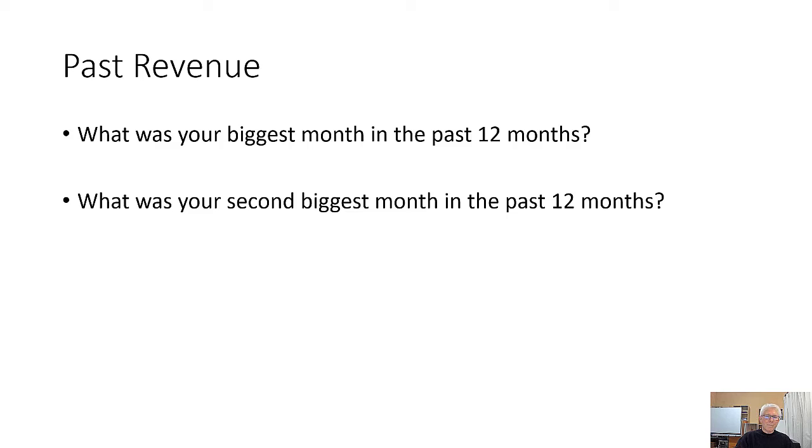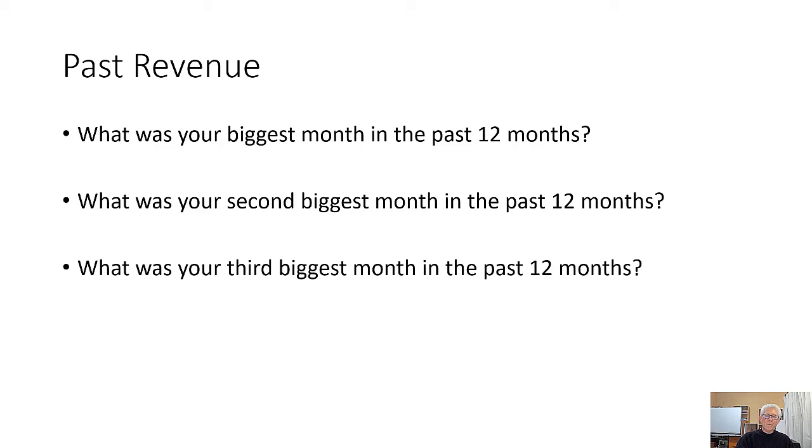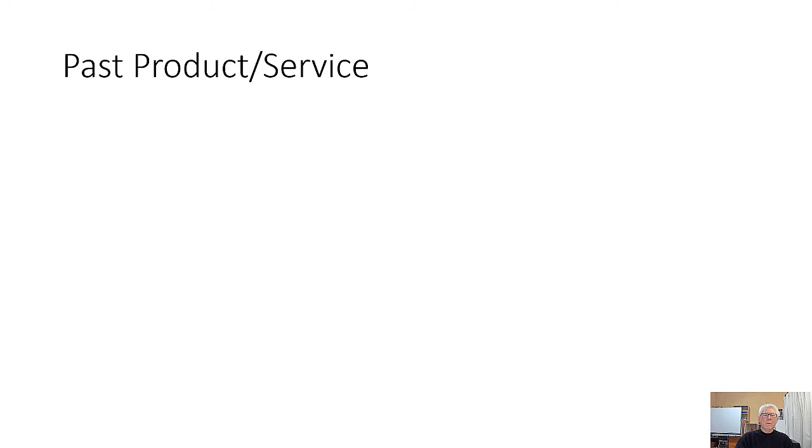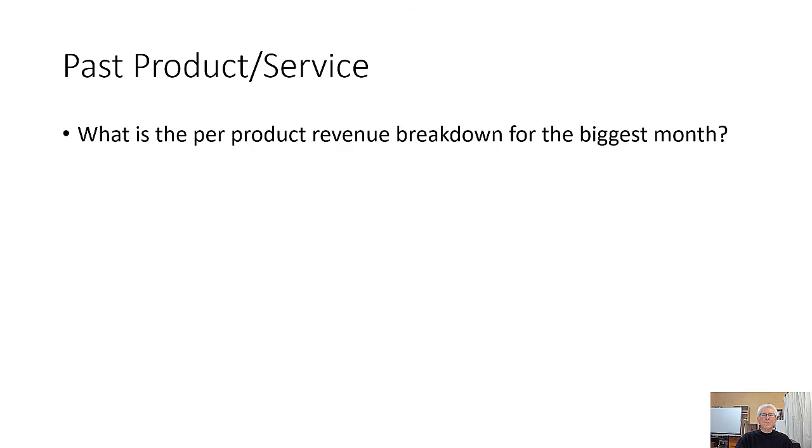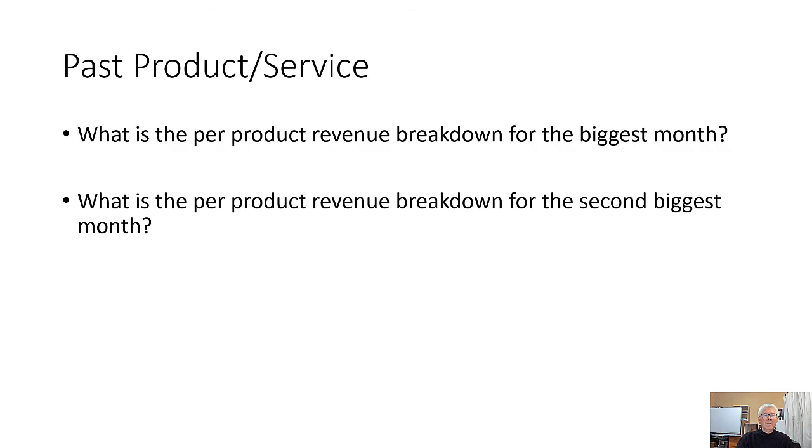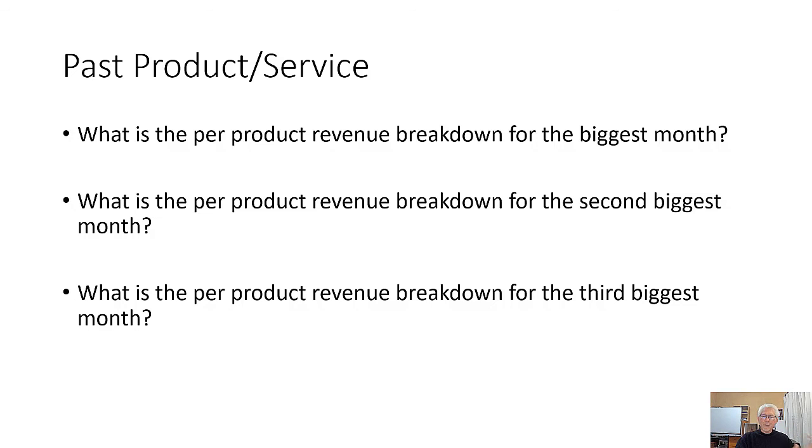What was your second biggest month in the last 12 months? What was your third biggest month? This is all about clues. Further clues about what was the past product or service that you sold? What was the revenue breakdown for the biggest month? Even better if you can also look at the gross profit on each one of those as well, because not all products and services are created equal. And what is the per product or service revenue breakdown for the second biggest month, for the third biggest month?